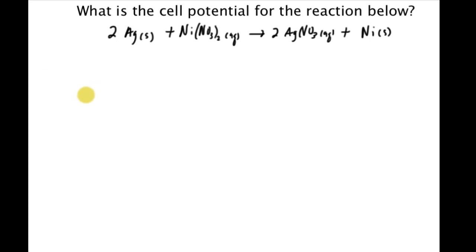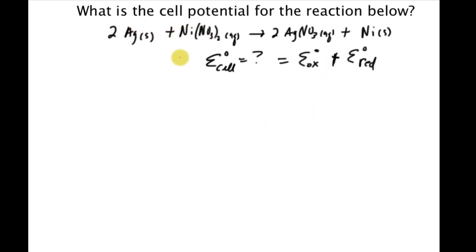All right, so let's take a look. What we're doing here is we are going to calculate the cell potential, which is the EMF for the cell potential. That's what we're looking for here under standard conditions. Well, that's going to be the oxidation plus the reduction.